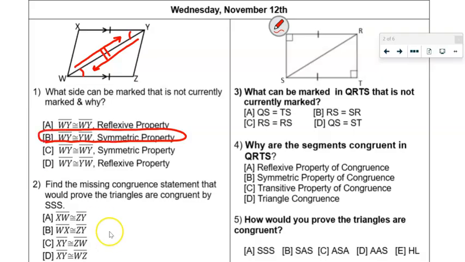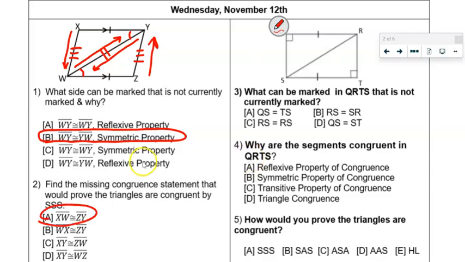The next one says find the missing congruent statement that would prove the triangles are congruent by side, side, side. So what do we need? We need a third side, right? So we need this side over here and this side over here. And once again, think that through. How are we going to move? If we move from X to W, we went from the outside corner. That means we're going to do Z to Y, okay? So X to W, Z to Y.